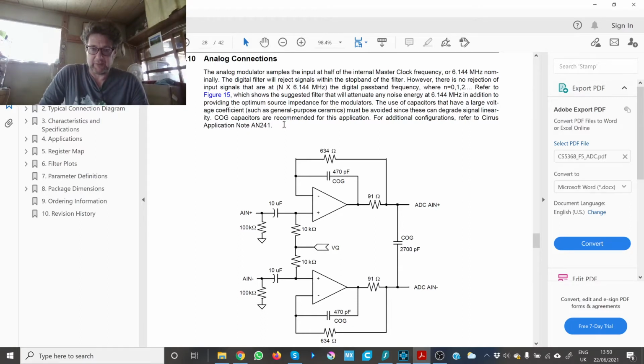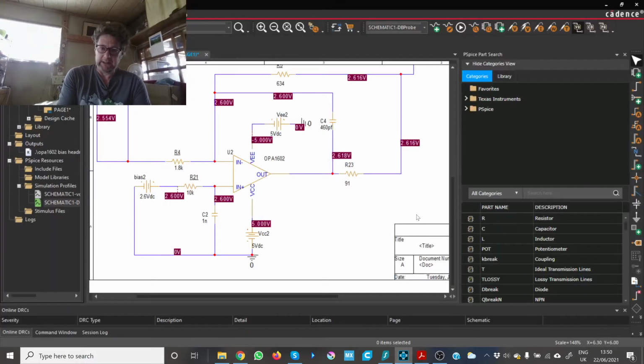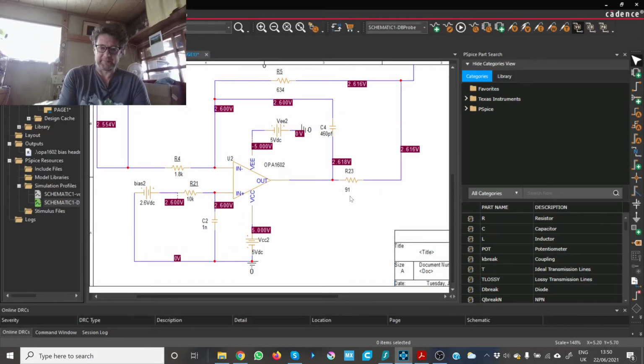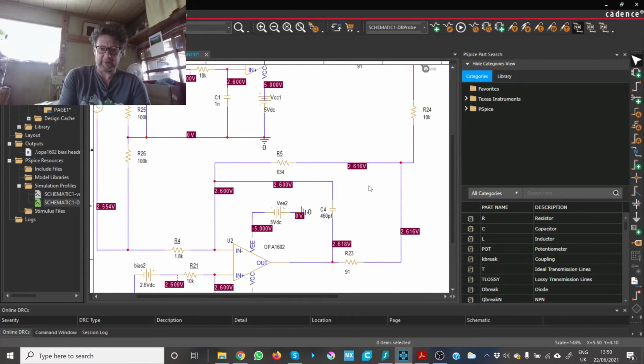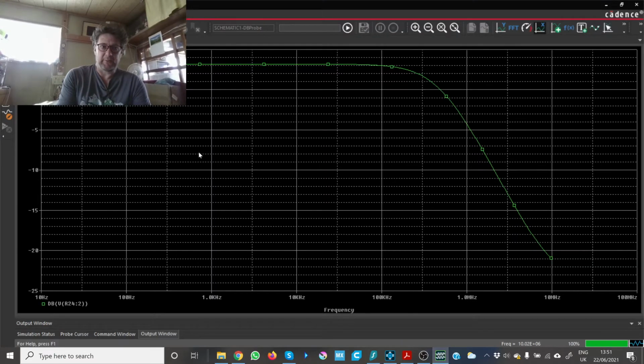So refer to this filter. Look, we're building this filter to reject noise energy from half the master clock frequency and higher, multiples of. I put these values back to the proper filter in the reference design, ran the simulation, and boom, there is the filter. This is making sense.